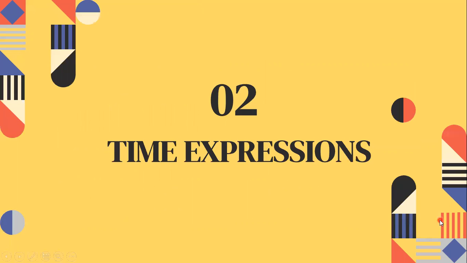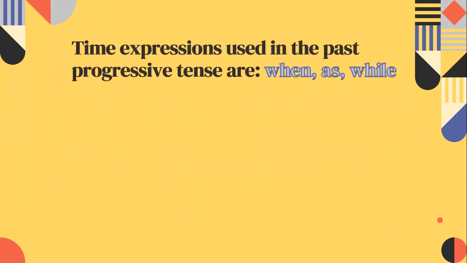Now we move on to the time expressions. By now, we already know what time expressions are. Time expressions are expressions that show me the time in which the action was taking place. So we use the time expression in the past progressive tense to express what action was going on and when, mainly. So the 3 main time expressions that I want you to learn are when, as, and while.